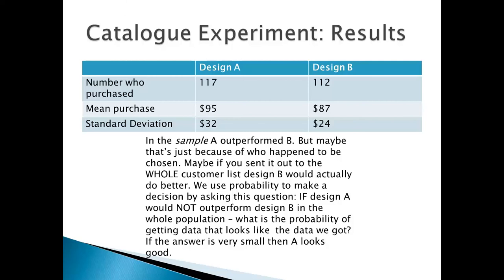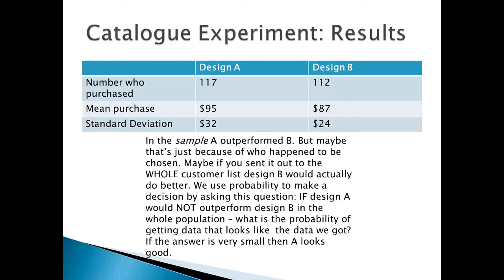In design A, 117 people actually made purchases. Design B, 112 made purchases. And the purchases from design A, well, $95 was the average amount they purchased compared to design B, $87. So in the sample, A outperformed B. But maybe that was just coincidence.